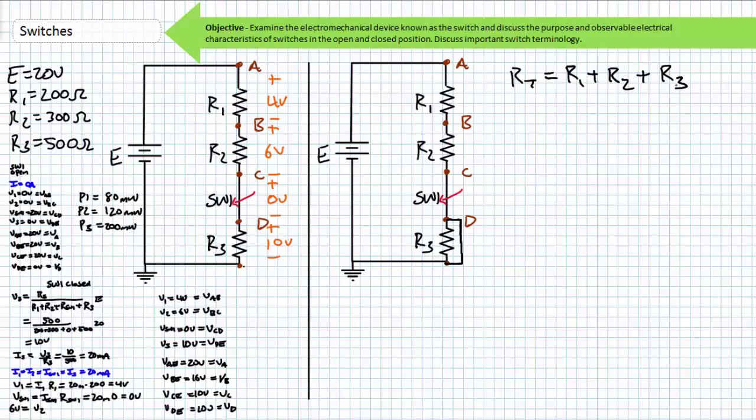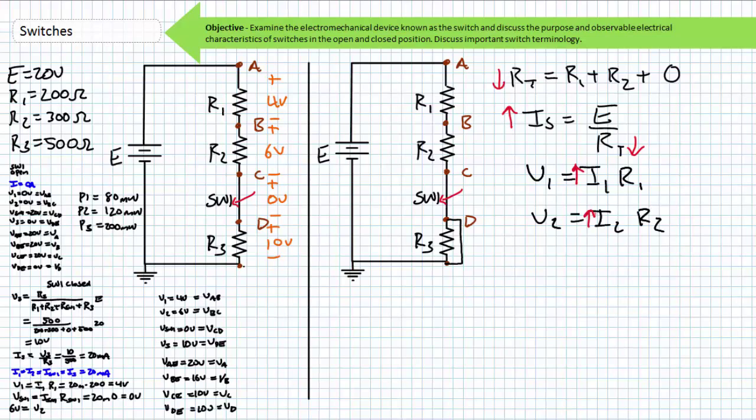If R3 is removed from consideration by becoming in effect a 0 ohm resistor, the total resistance of our series combination is now just that of R1 plus R2. Total resistance has gone down. With reduced total resistance, current will go up. With increased current draw, the voltage drop across R1 and R2 will increase. The voltage drop across the closed switch would still be 0 volts.